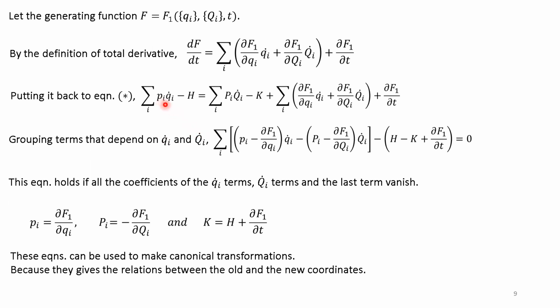So for example, these terms all come with this q dot. This term always comes with this capital Q dot. In grouping terms, you can see the first group, the q dot term with this coefficient, then the capital Q dot term comes with these coefficients, and finally other terms.